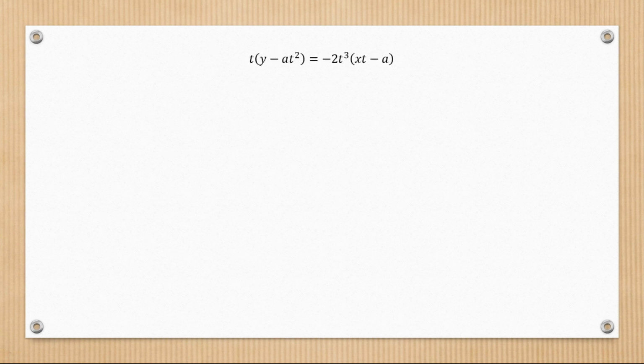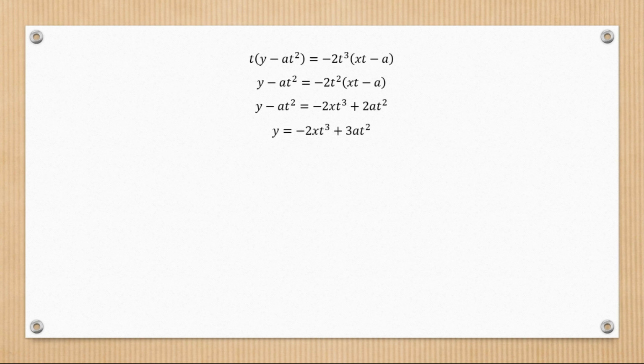So when I cross multiply, I'll have t into y minus a t squared being equal to negative 2t cubed into xt minus a. So first of all I can say this t reduces with 1 power of that, so I'll have y minus a t squared being equal to negative 2t squared into xt minus a. So when I open brackets, I'll have y minus a t squared being equal to negative 2xt cubed plus 2a t squared.